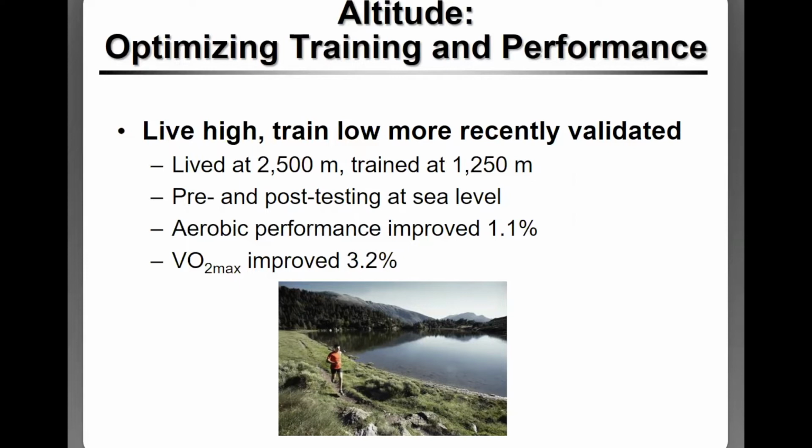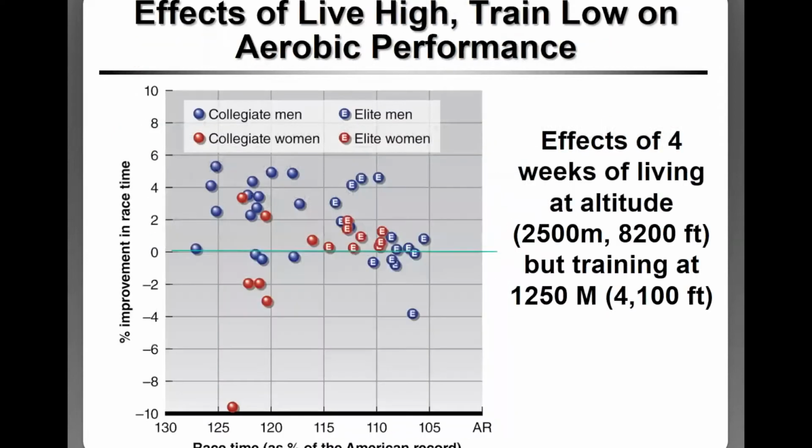in endurance performance. So this graph is showing the effects of living high and training low on aerobic performance. And the way to read this is any dot or any data point above this blue line indicates an improvement in race time.